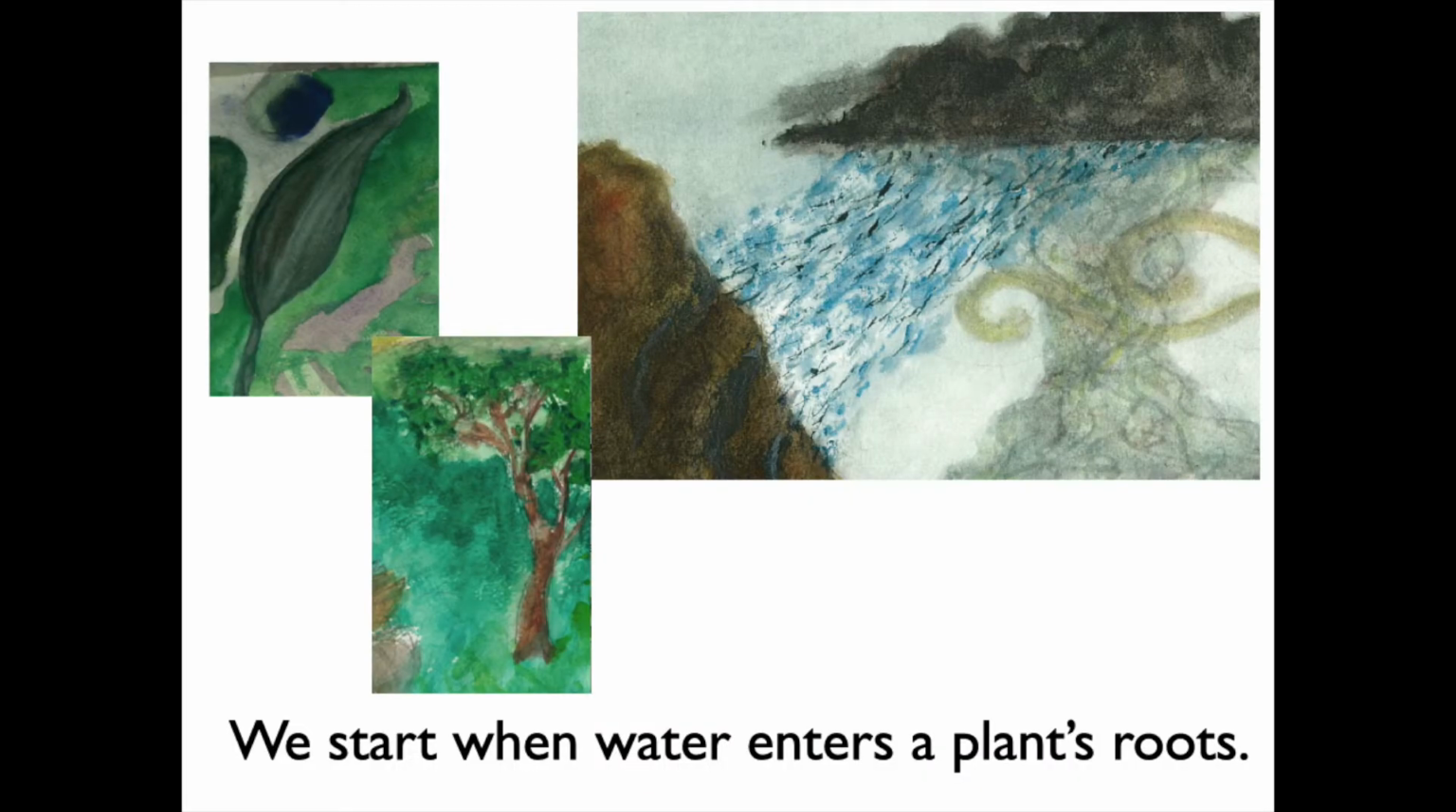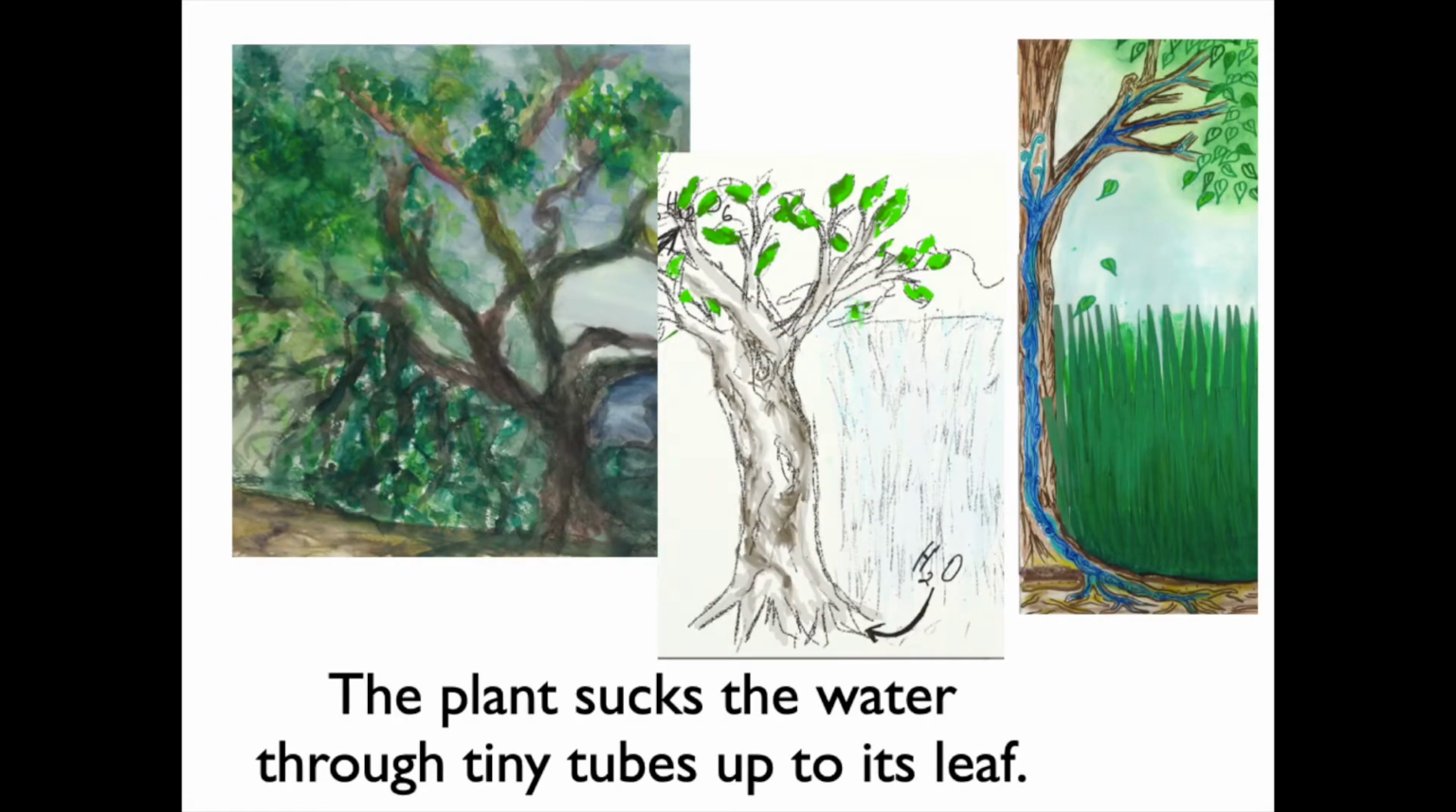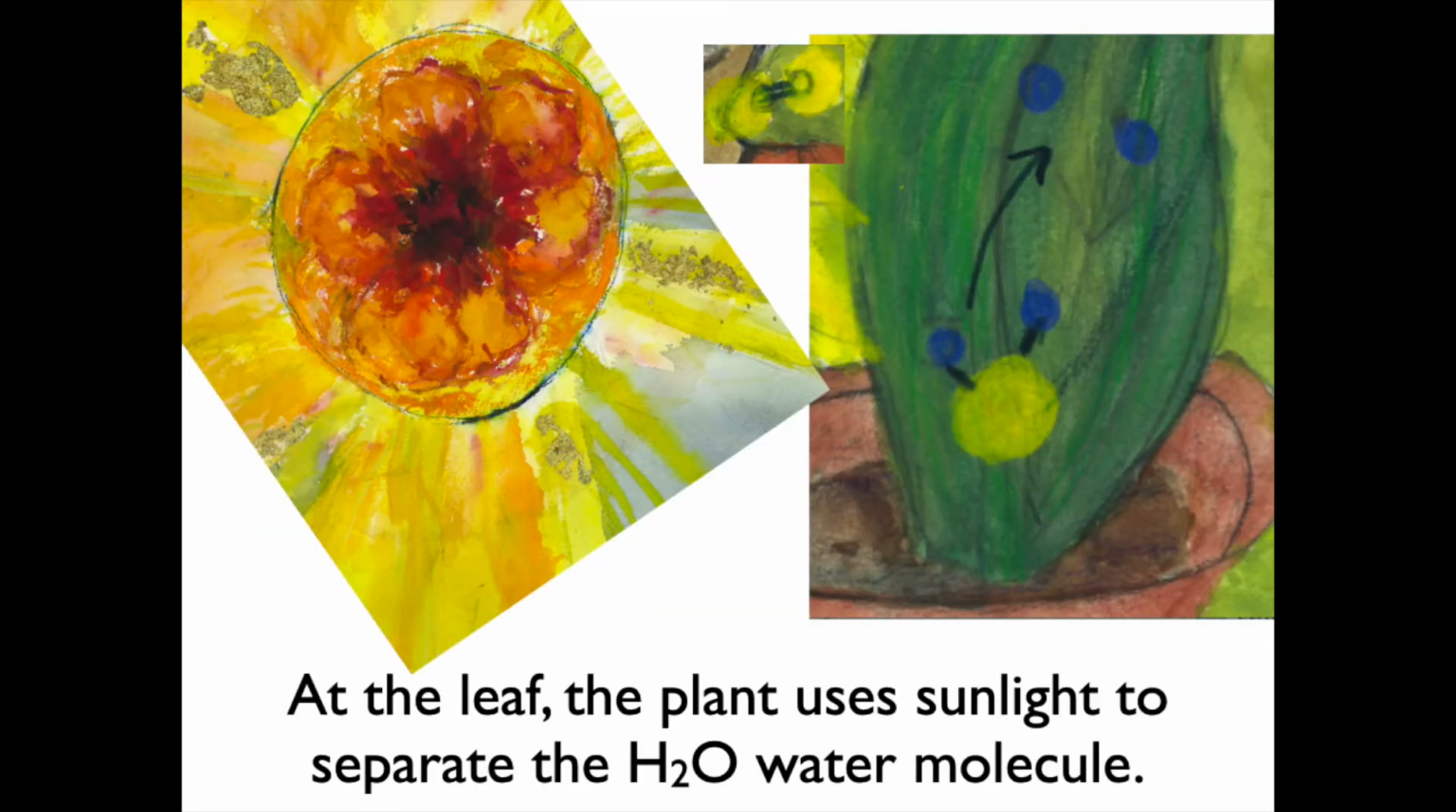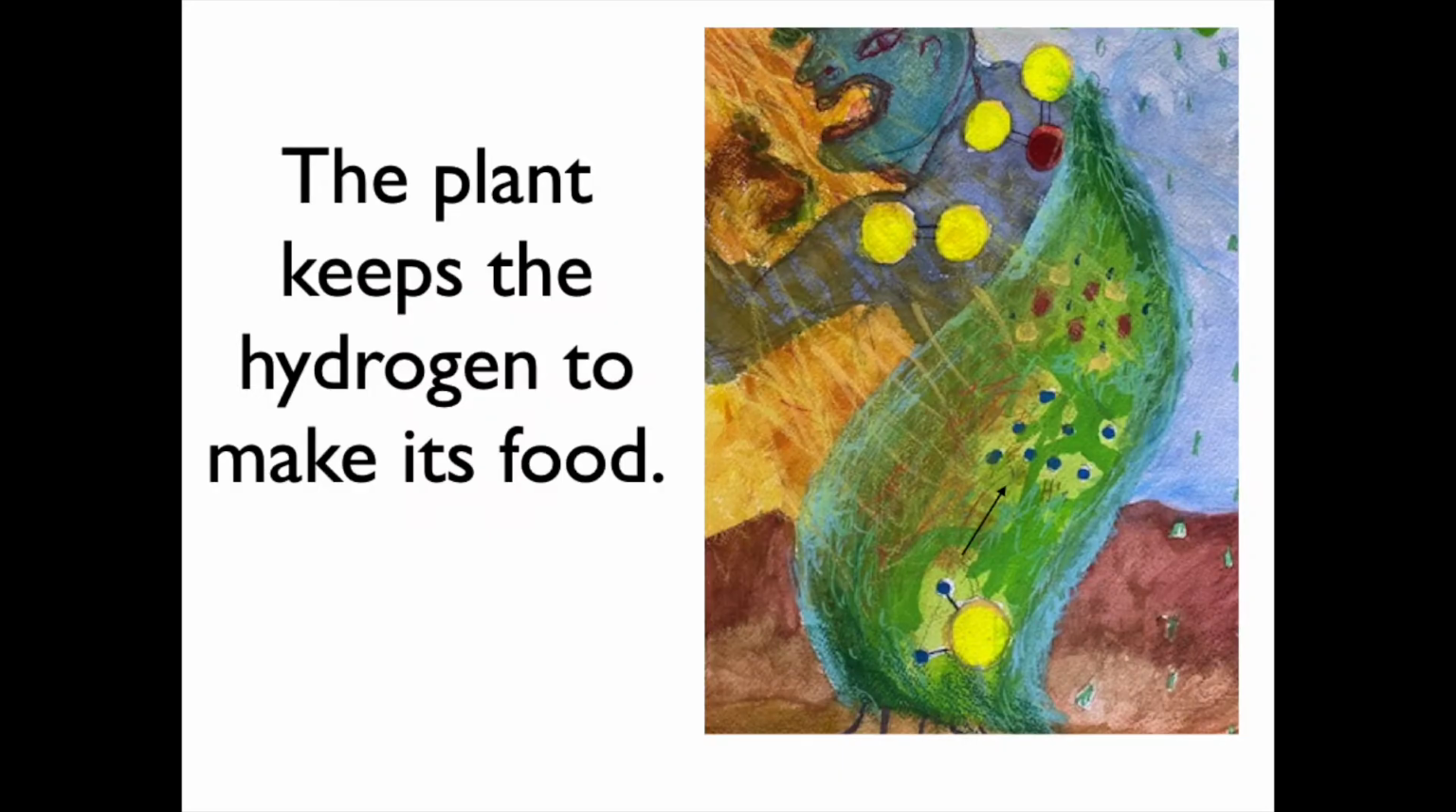We start when water enters a plant's roots. The plant sucks the water through tiny tubes up to its leaf. At the leaf, the plant uses sunlight to separate the H2O water molecule. The plant keeps the hydrogen to make its food.